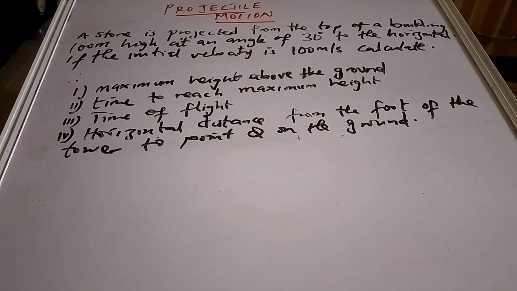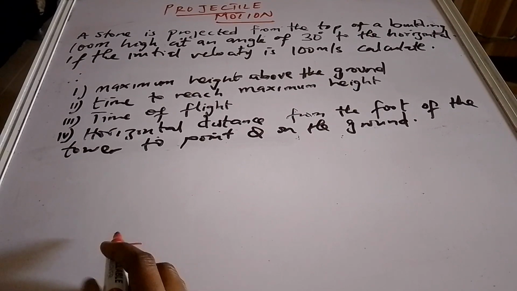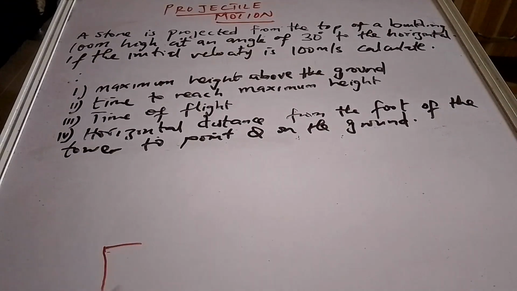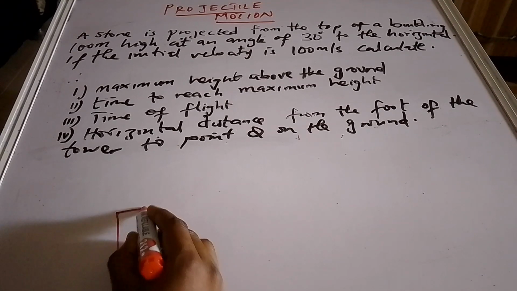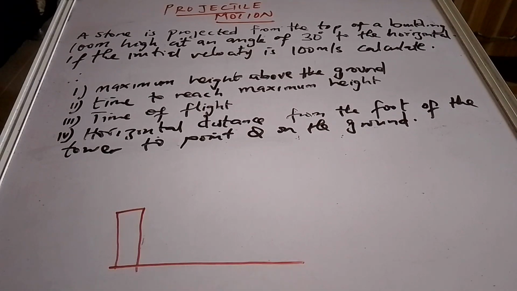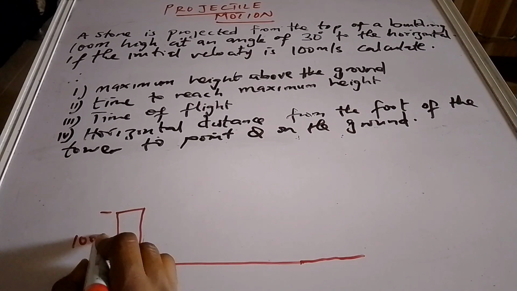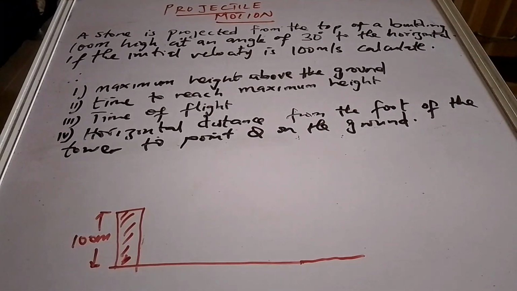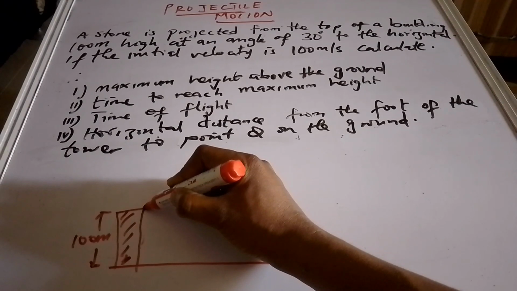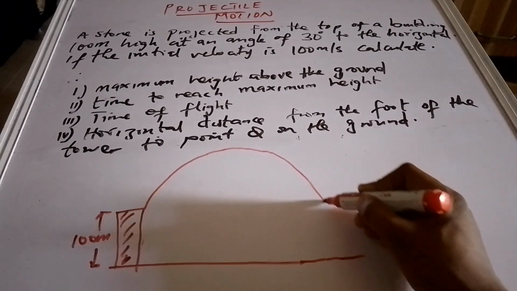Now let's look at a diagram to illustrate that projection. The object is projected from the top of the tower. So let's take this as our tower, and this as the top of the tower. Let's say this is our leveled ground, and the tower itself is 100 meters high. So from here to here is 100 meters. The body is projected from the top of the tower vertically upward until it lands on the ground level.